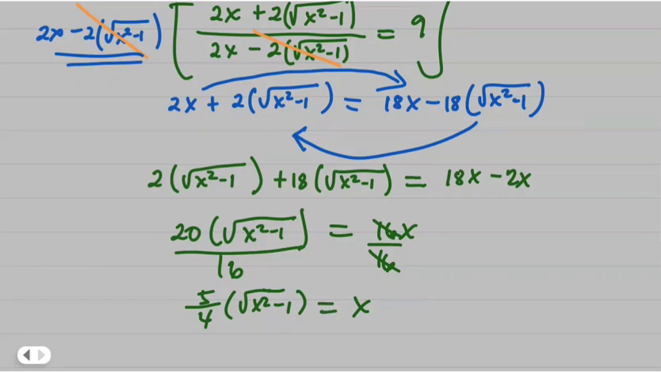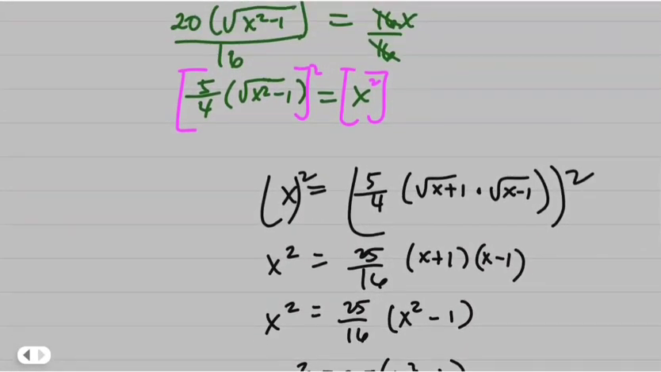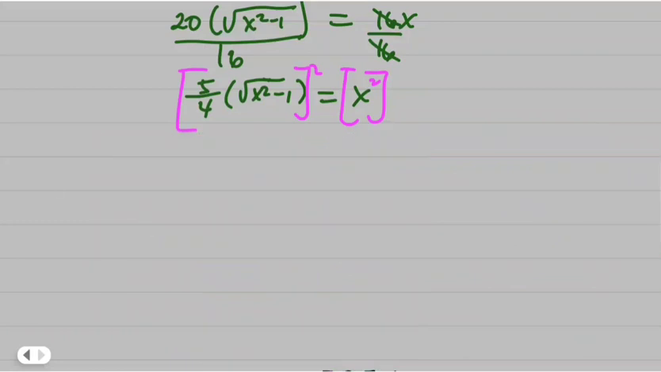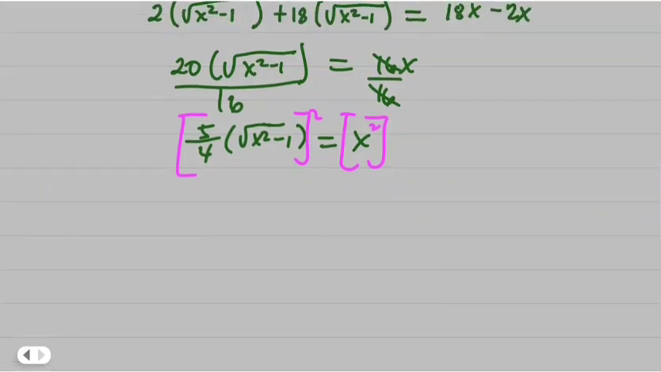Now, in order for me to remove the square root symbol, I need to square each side. Let's remove this first. Oh, sorry for that. Let's delete this one. So now I have 25 over 16 times, of course, x squared minus 1, so we will be able to remove that radical symbol already, is equal to x squared.